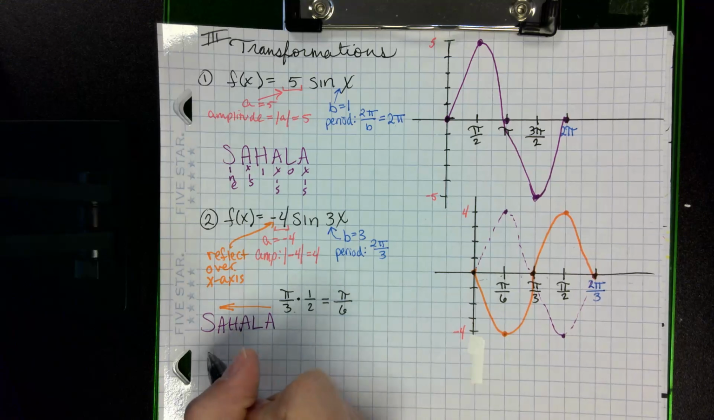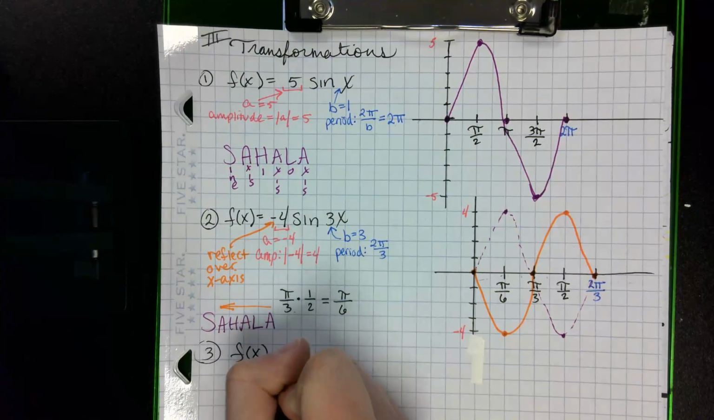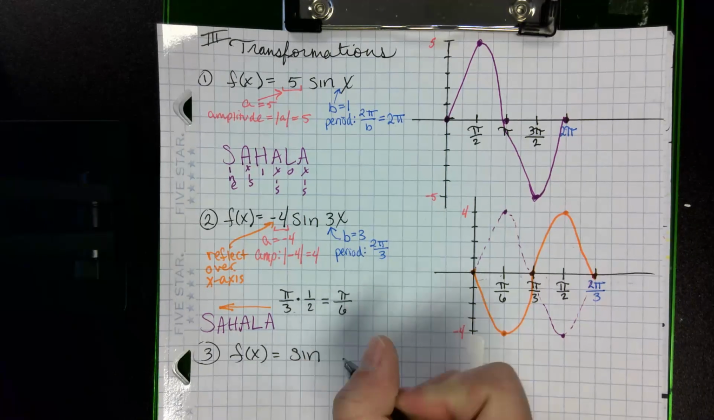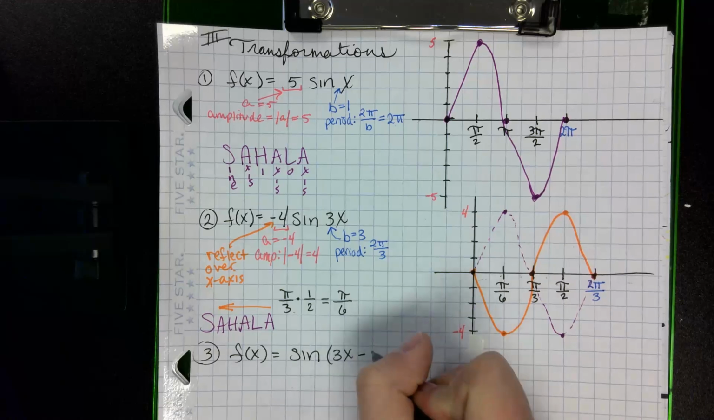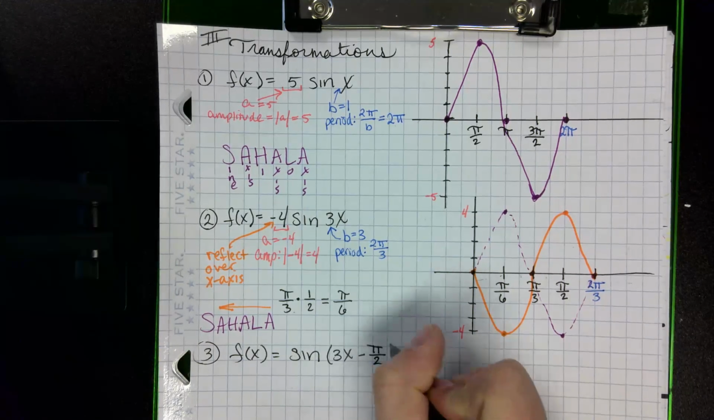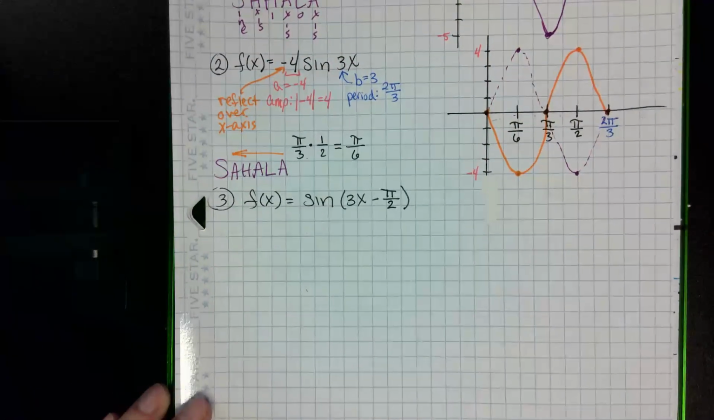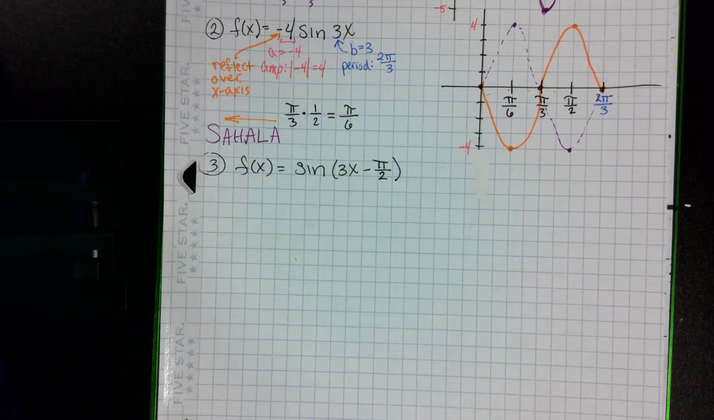All right, example 3. How many examples? We have 4. All right, graph f of x equals sine, parentheses 3x minus pi over 2. So this one's getting pretty complicated.